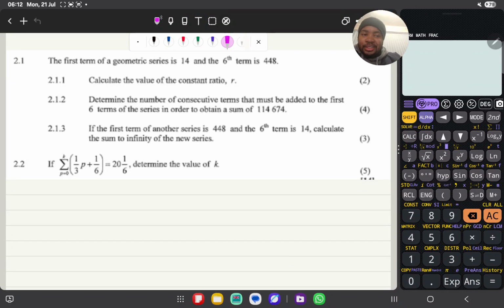Away. Let's roll it. Let's roll it. So we have number one.